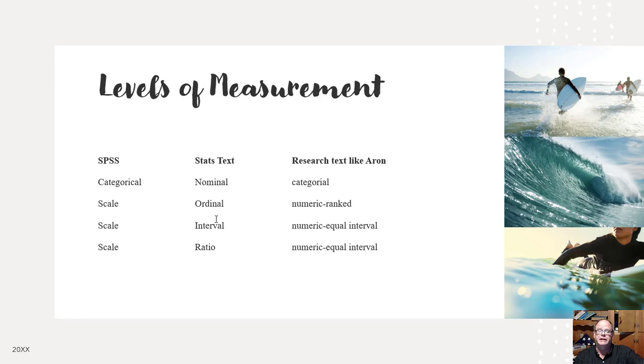The final type of data is ratio. So there's no restrictions on this. You can do any kind of calculation you want to do. Again, the research text like Aaron is going to call this numeric equal interval, and SPSS will call it scale. Okay, so the reason I wanted to talk about this is to highlight the idea that there are different types of data and show how the 3 different rating systems that we're going to run into relate to each other.